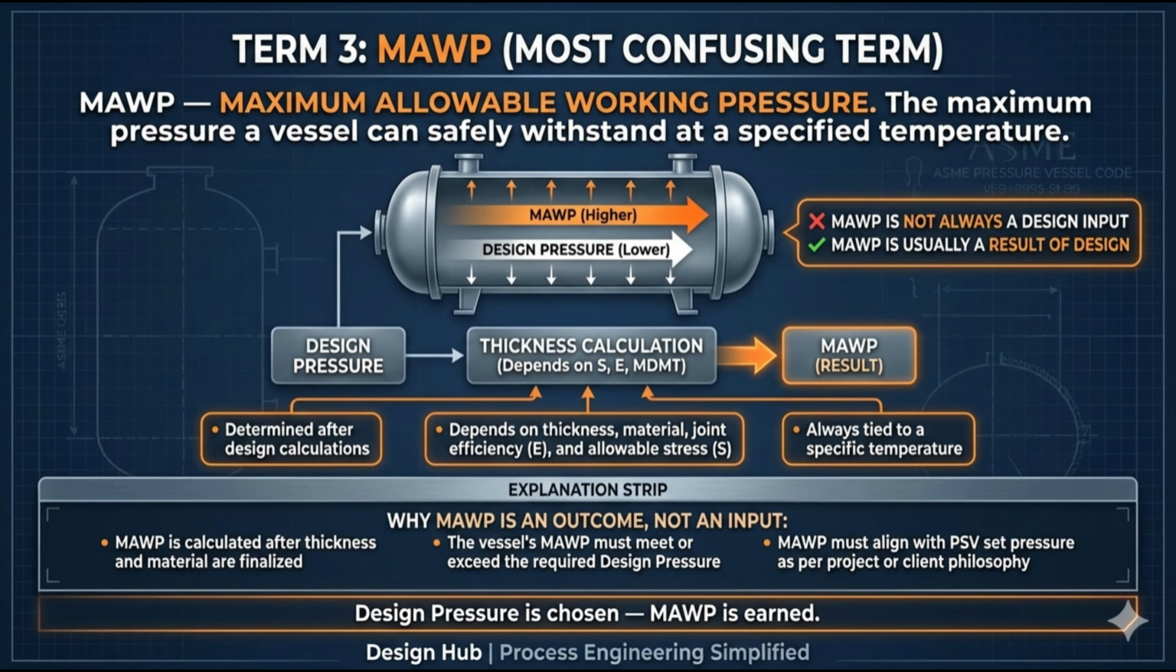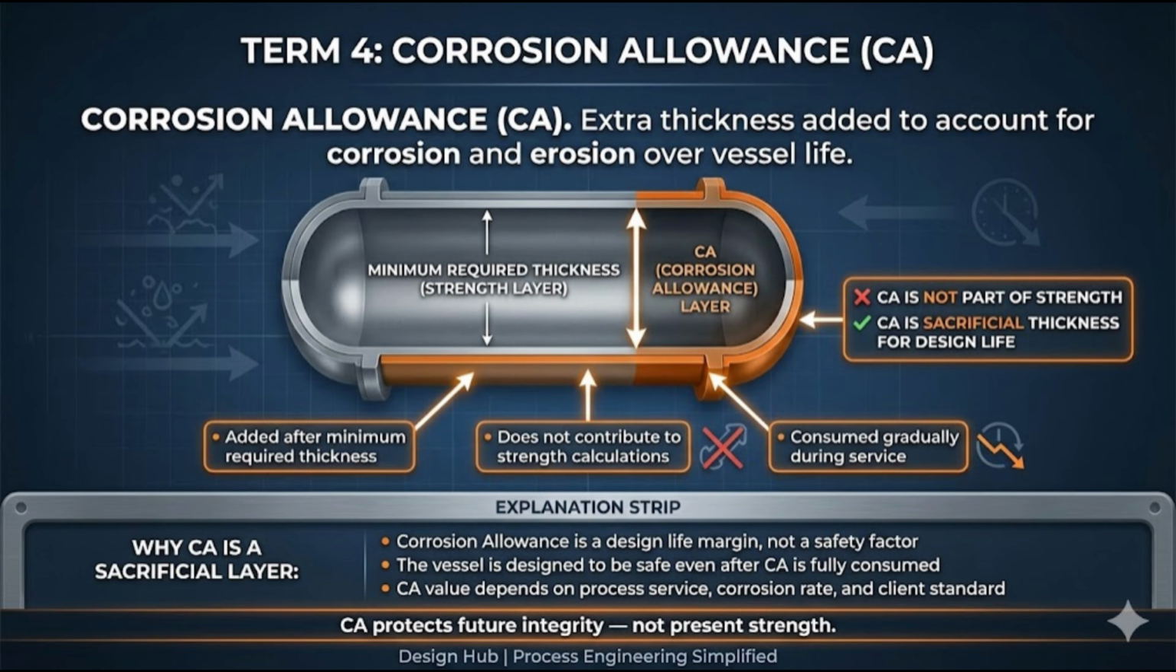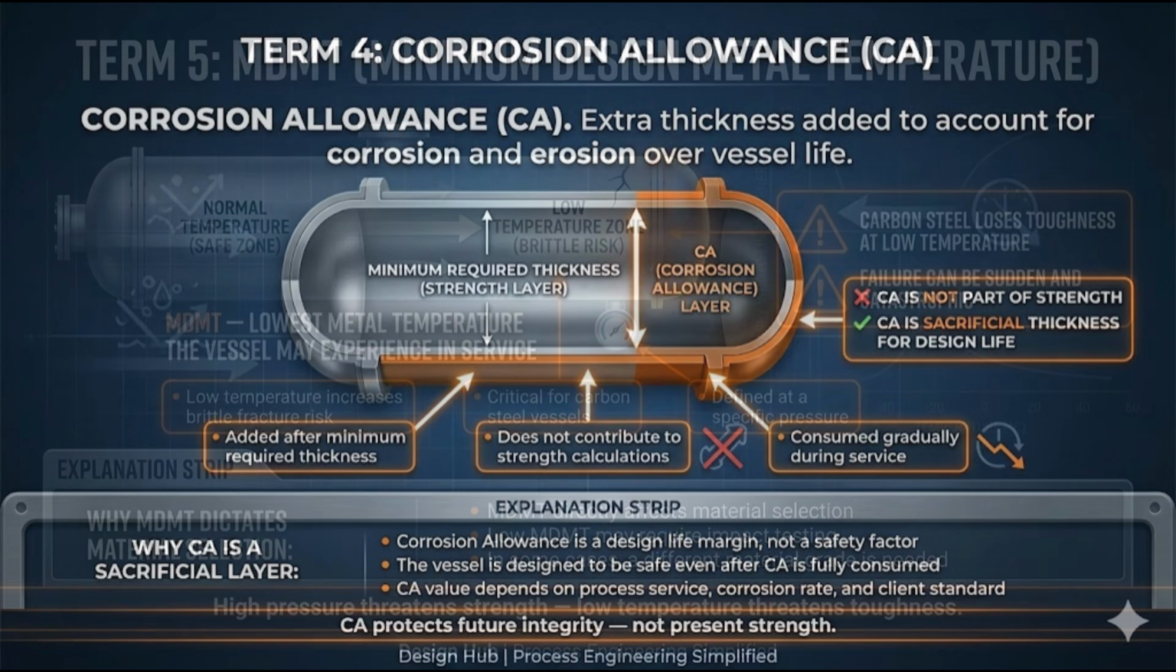MAWP is the maximum pressure that this exact vessel, this thickness, this material, this weld efficiency, can handle at a certain temperature. Many people think MAWP is the same as design pressure, but actually MAWP is usually calculated as a result after design. Corrosion allowance is extra thickness that we intentionally add so corrosion can happen without reducing safety. Think of it as sacrificial thickness. Your strength calculation is based on minimum required thickness, then you add Ca for life.